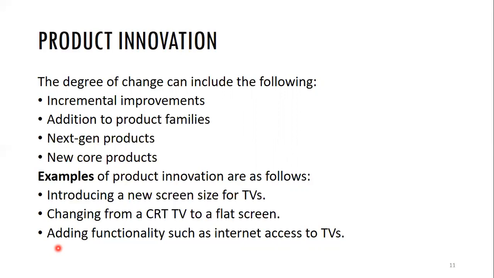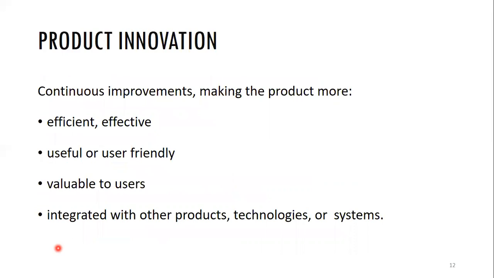Examples of product innovation are introducing a new screen size for TVs, changing the CRT TV to flat screen TVs that are now very easily available or commonly available, adding functionality such as internet access to TVs. So these are actually the new innovations. The continuous changes or continuous improvement make the product more efficient.